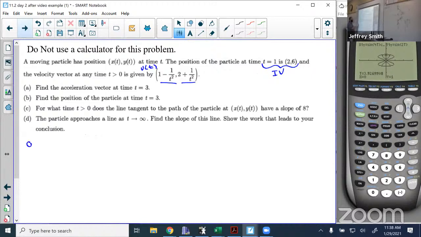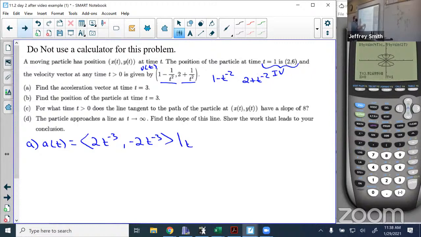Find the acceleration vector. That's just taking the derivative again. This is 1 minus t to the negative 2 and 2 plus t to the negative 2. So the acceleration vector should be 2t to the negative 3 and negative 2t to the negative 3. Now they're asking us to evaluate this when t is equal to 3. I just did the derivatives of both, right? Oh, how about 2 over 27, negative 2 over 27. 3 to the third is 27.